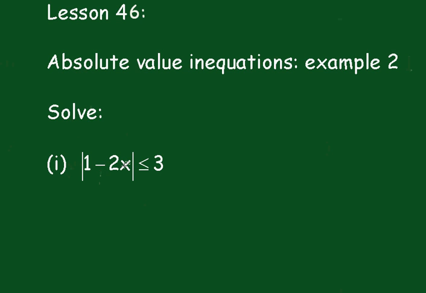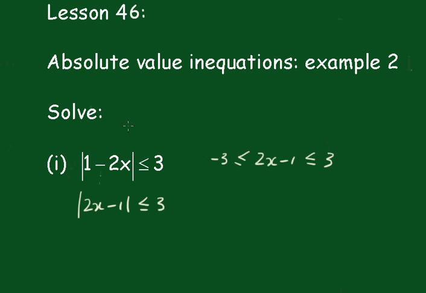Because if you apply that method before, you're going to end up with negatives, and that's going to be a real hassle when we're dealing with inequalities. So we'll just swap that around, and that simply becomes 2x minus 1 is less than or equal to 3. Now this is the less than or equal to, so that means that it must lie between 3 and -3.